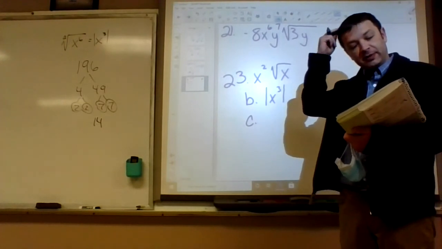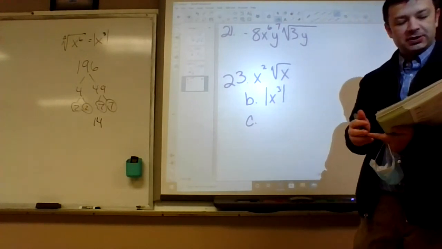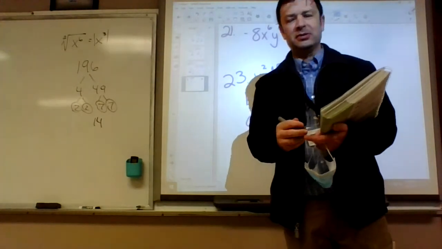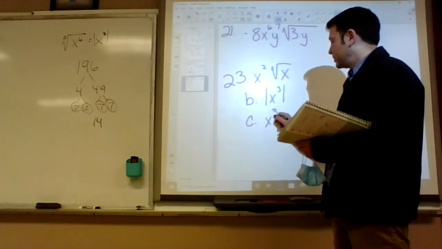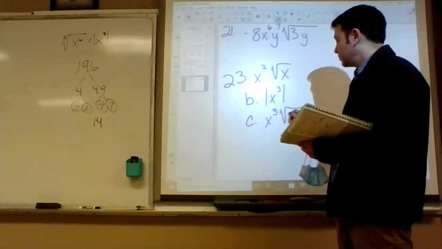So on C, we don't have to worry about it. What's 7 divided by 2? Is that x to the 3rd square root of x? Okay. 3 with the remainder of 1.